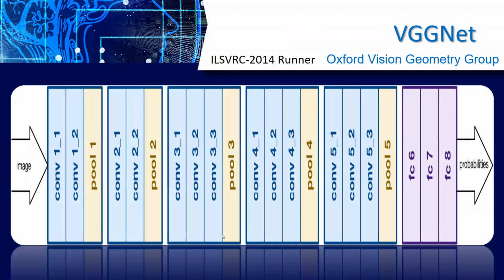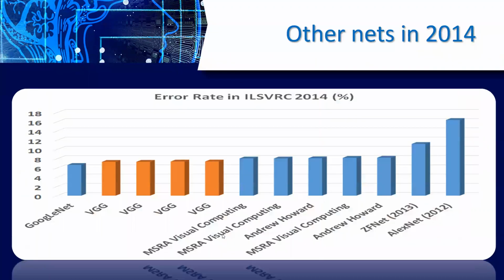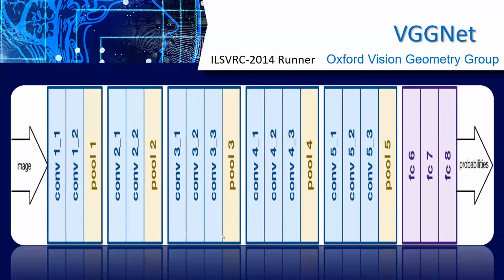So this is the VGGNet, as we see here, the second, third, fourth, and fifth places, right? This network is the runner-up, the second position. It is from the Oxford Visual Geometry Group. That's why we call this network VGG.